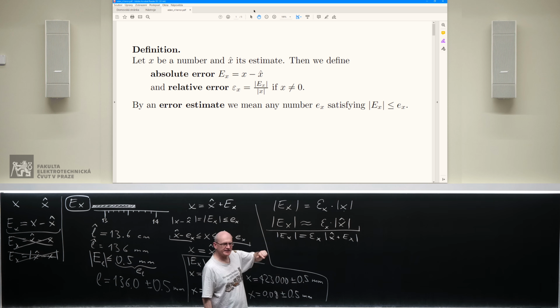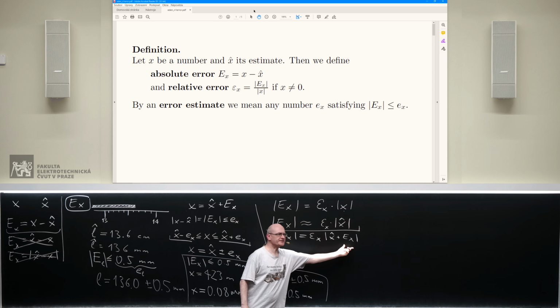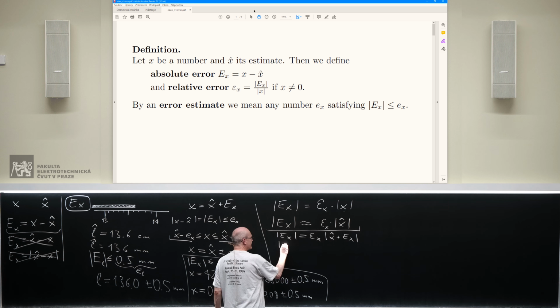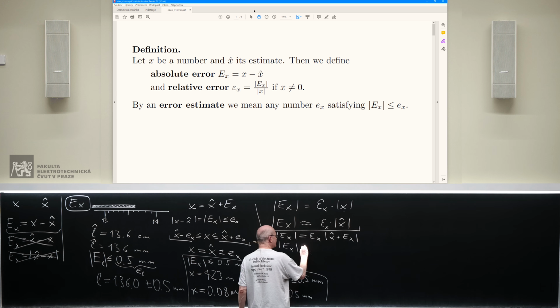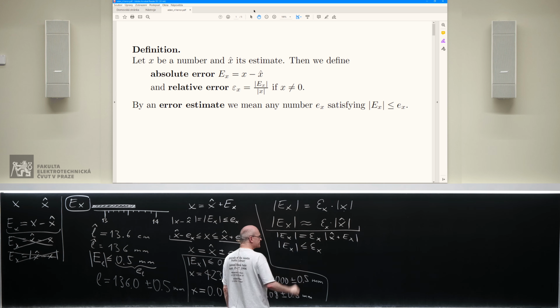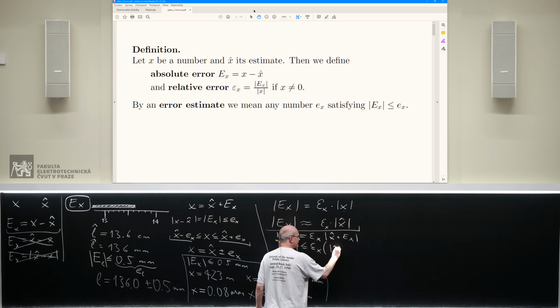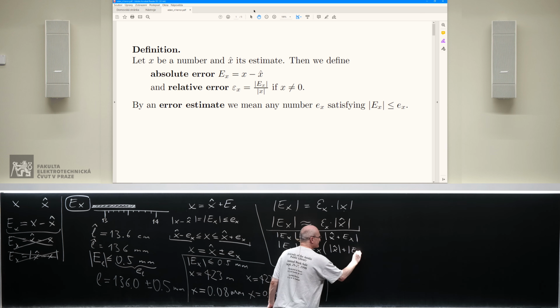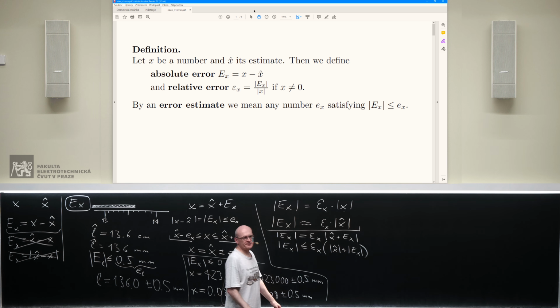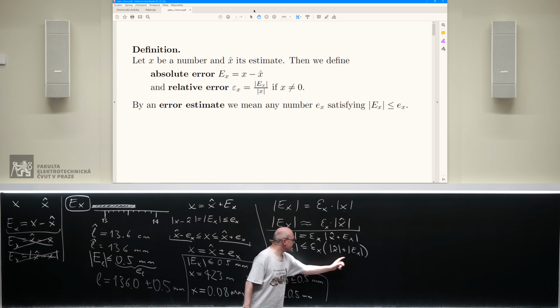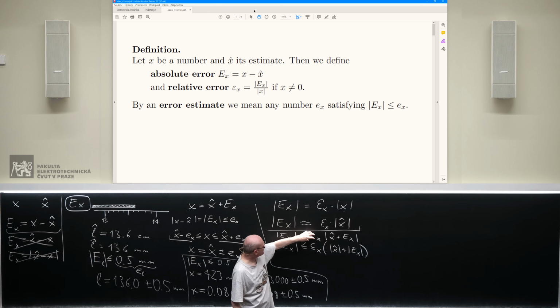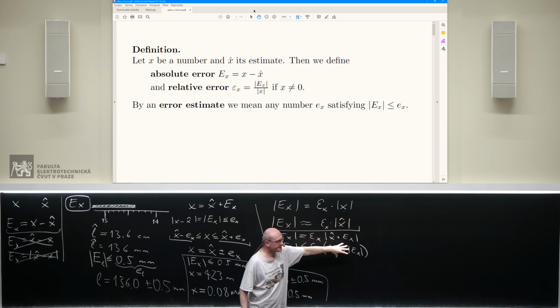And now I will apply the triangle inequality to this part, and I will get that the absolute error in absolute value is epsilon x, and now the triangle inequality forces me to put inequality here, and I get x hat plus ex in absolute value, each of them separately. I had to put the bracket here because the relative error multiplies the whole group. I have to make sure that it still multiplies the whole group.